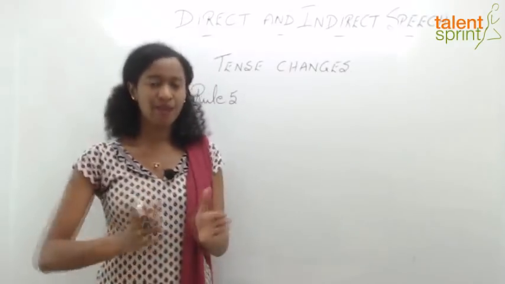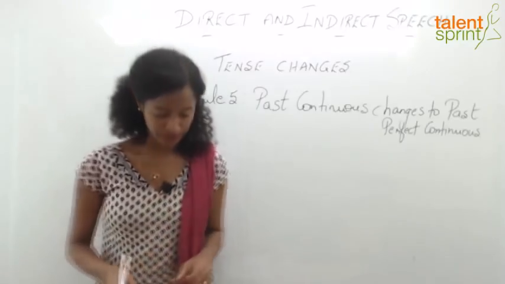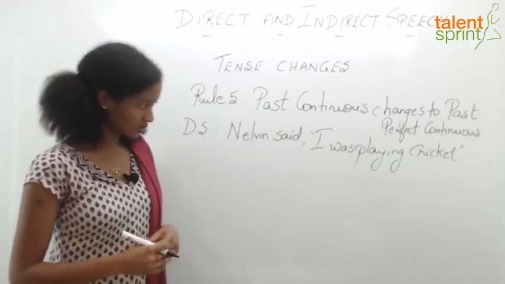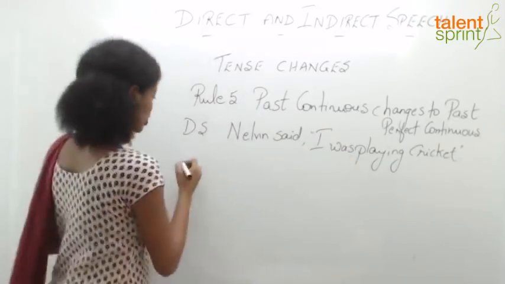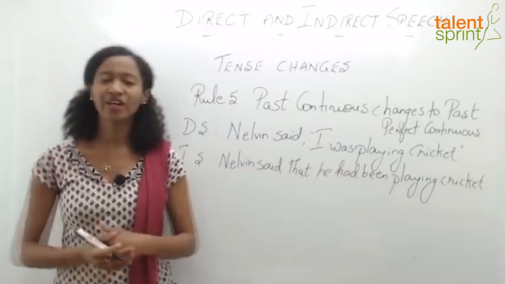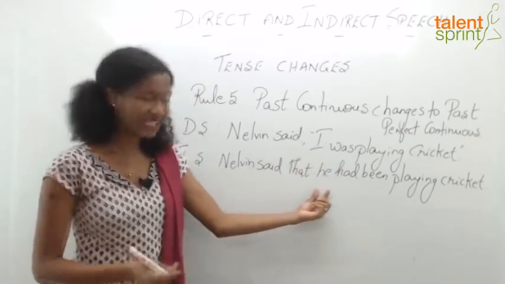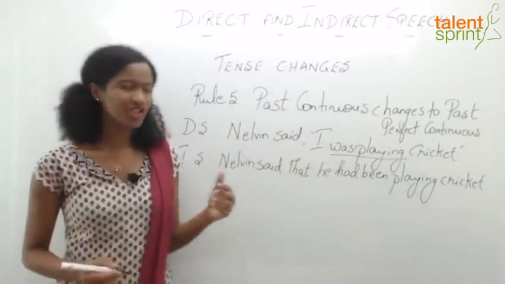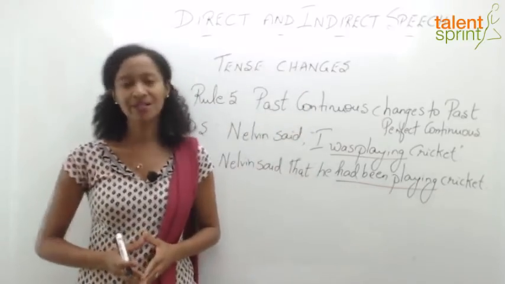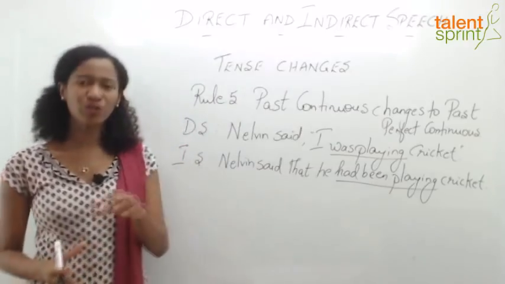Past continuous becomes past perfect continuous. Right? So let's understand that with an example. So this is our example sentence. Nelvin said, I was playing cricket. Now let's change this to the indirect speech. Right? Nelvin said that he had been playing cricket. Let's understand the changes. The conjunction that, I pronoun changed to he, was playing, past continuous, changed to past perfect continuous, had been playing. There is no word depicting nearness in time, so there's no need to change anything on that front. Let's move to rule number 6.